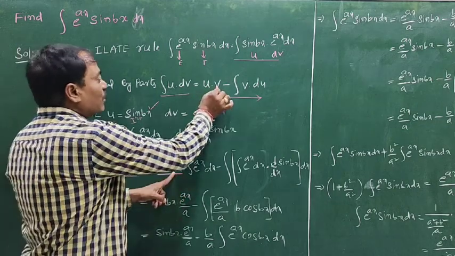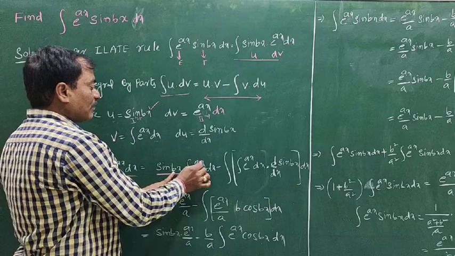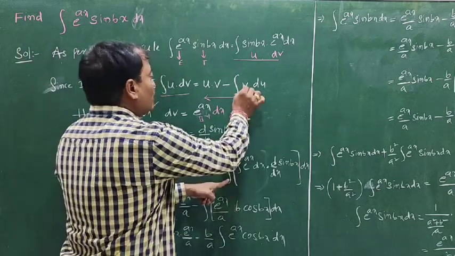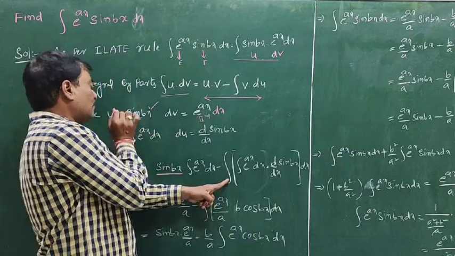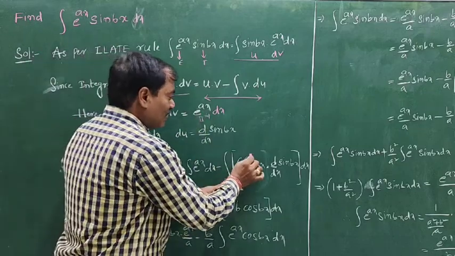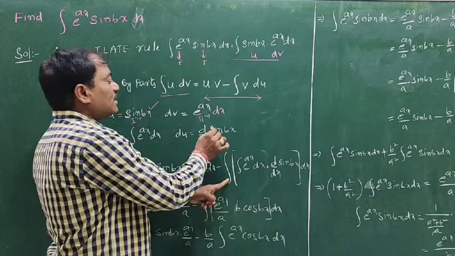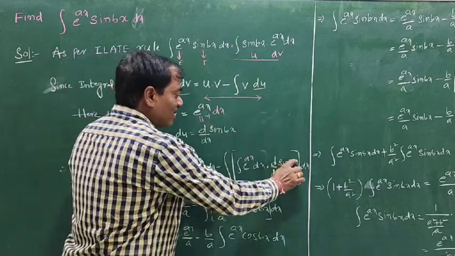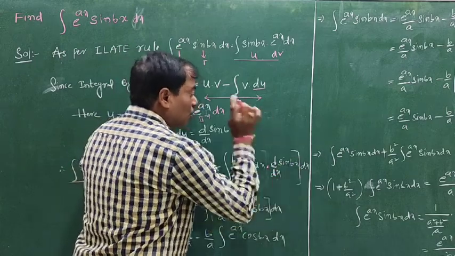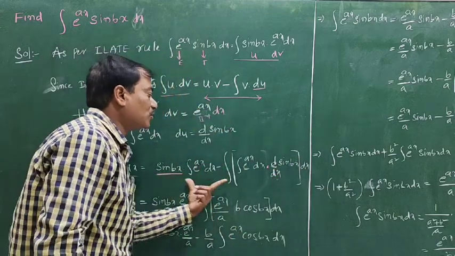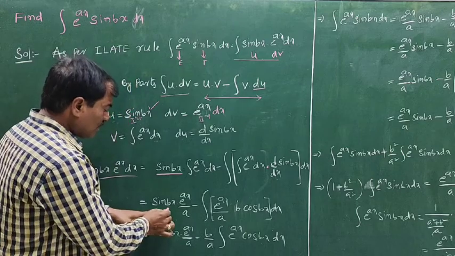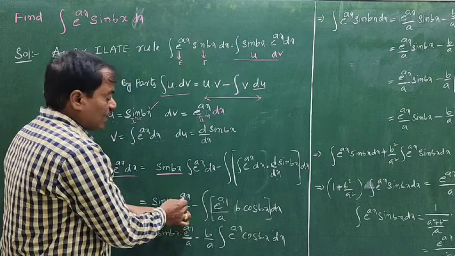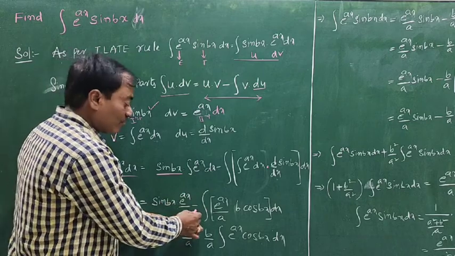And then we write v. What is v? Integral e power ax dx. So then minus integral v, where v means integration of the second function, integral e power ax dx, into du, which means differentiation of the first function, d sine bx by dx into dx. Now we find the values. Sine bx is as it is. Integration of e power ax dx equals e power ax by a, minus.